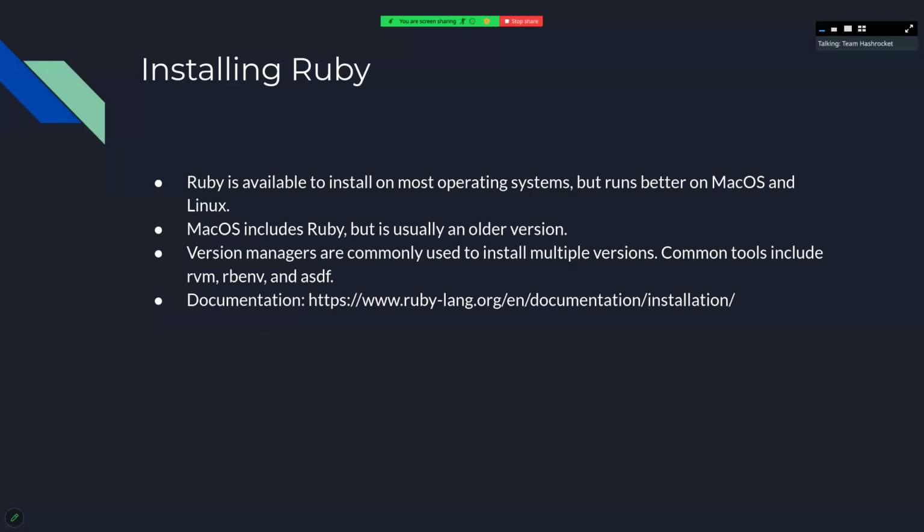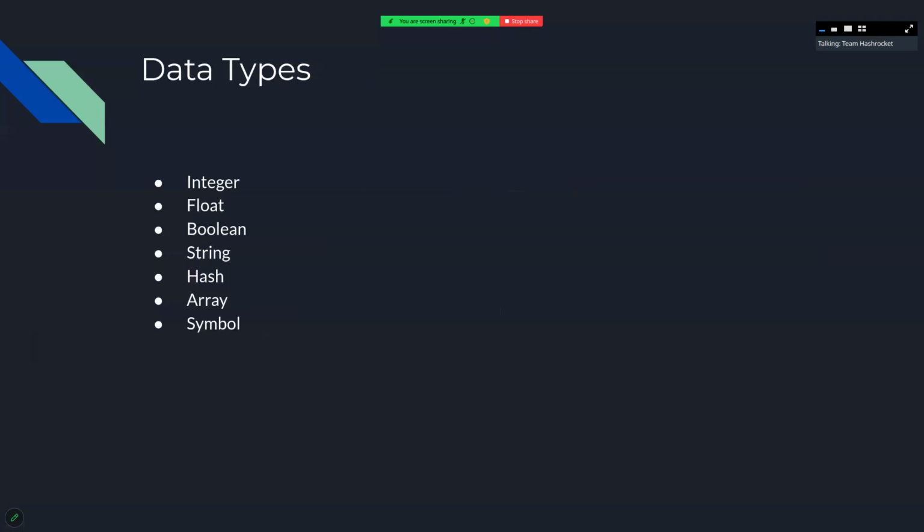So there are different version managers out there. You'll often hear about RVM and RVN. A lot of folks I know these days use ASDF for everything. So especially if you're doing Ruby and JavaScript and Python and whatever else, ASDF is very popular. And then you go to rubylang.org, they have a page for installation. If you need that, you can probably just type over rubylang.org and you'll find that installation page.